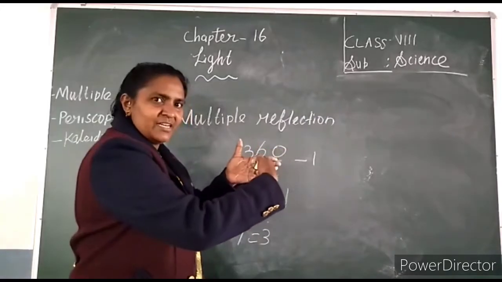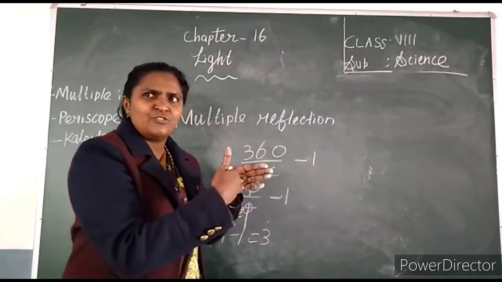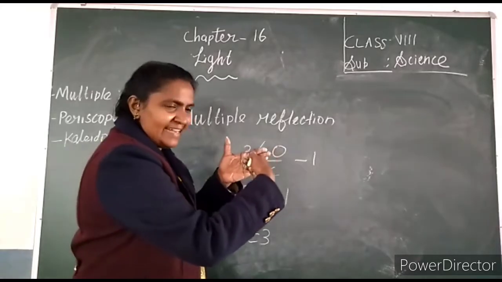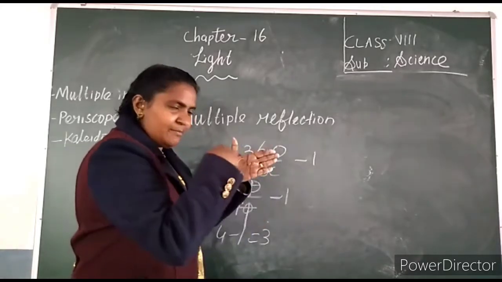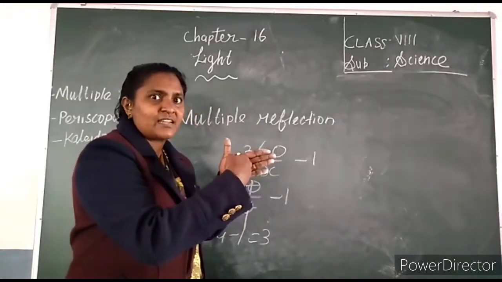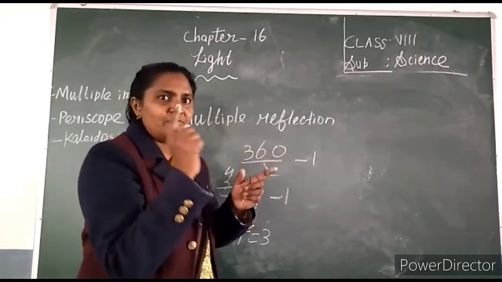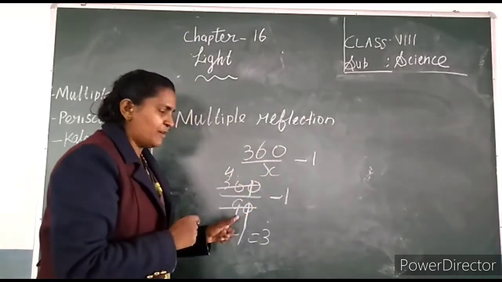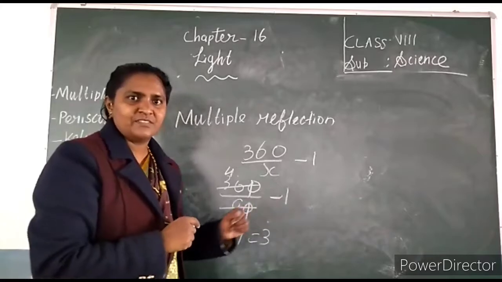You can try this at home. Keep two mirrors perpendicular to each other, at a 90 degree angle, and in the middle keep one coin. How many images can you see? 3 images. Which formula helps you identify the number of images? 360 by 90 minus 1.